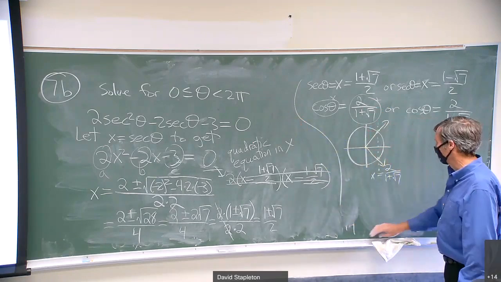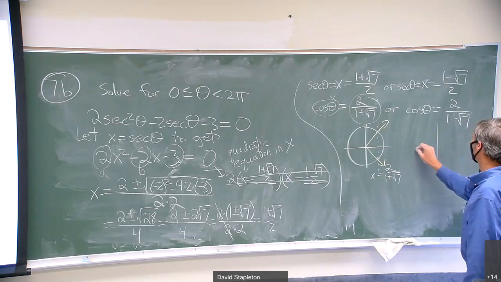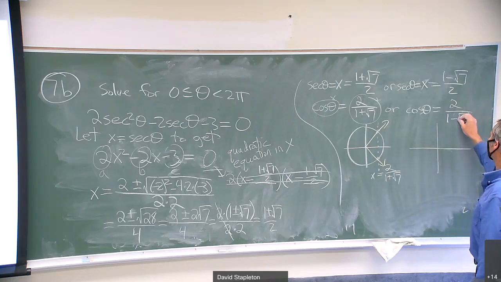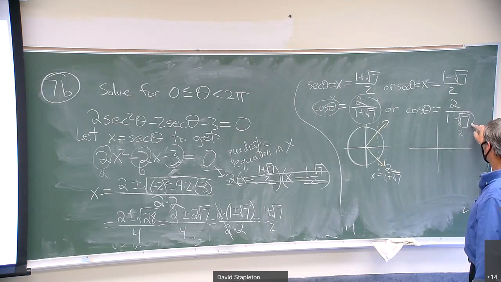Now the other one, however, if I go to sketch this one in the unit circle, the square root of 7 is between 2 and 3, right? The square root of 4 is 2. The square root of 9 is 3. So this is between 2 and 3. 7 is between 2 squared and 3 squared.